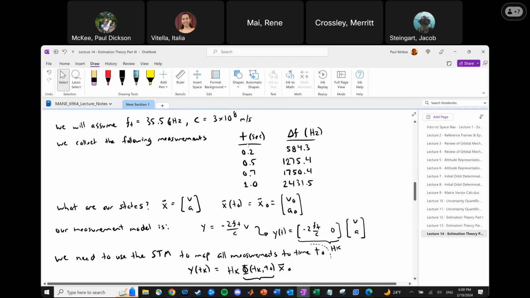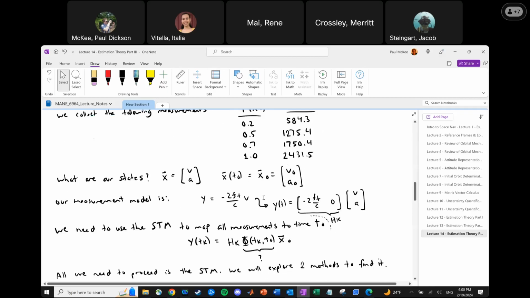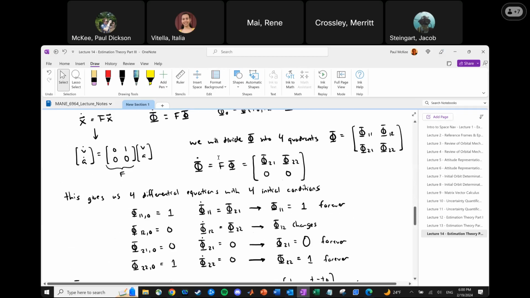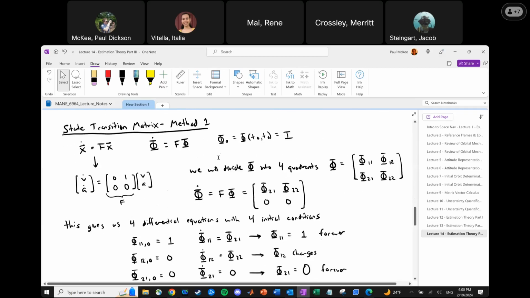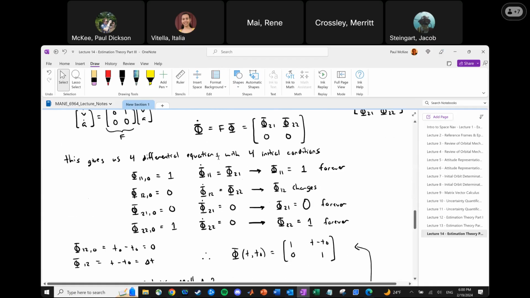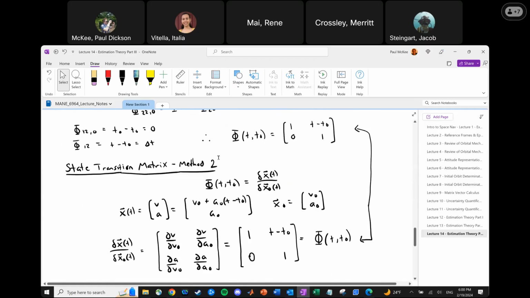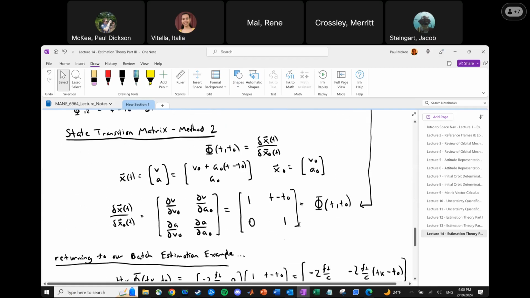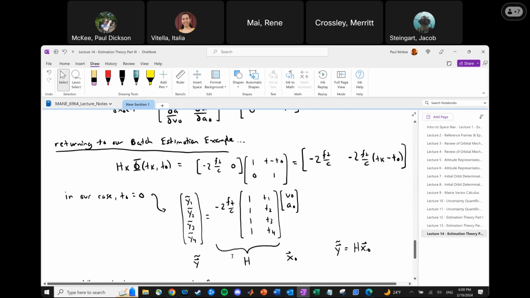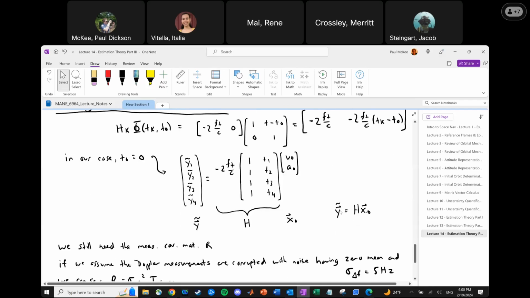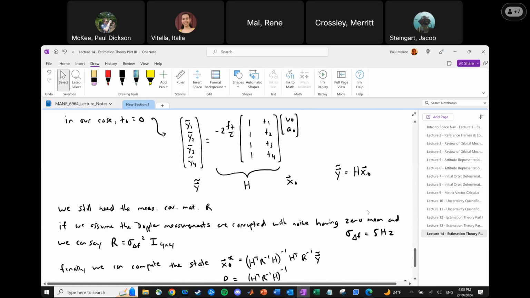You'll notice that all of these measurements happen later than the initial state. So we're kind of going back in time, trying to probe the state of the system in the past, given measurements in the future. That requires us to compute the state transition matrix. We went through a differential equation method of finding it, and then a calculus method, and we get the same result both times. When we return, we can set up our measurement sensitivity matrix H. We have a linear system of equations that allows us to solve using maximum likelihood estimation.